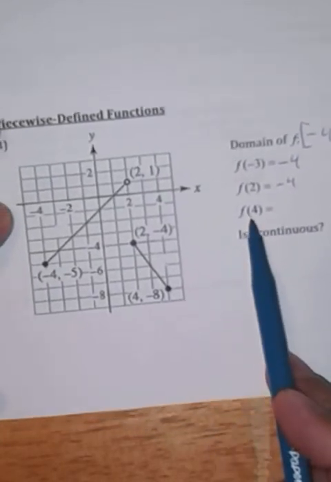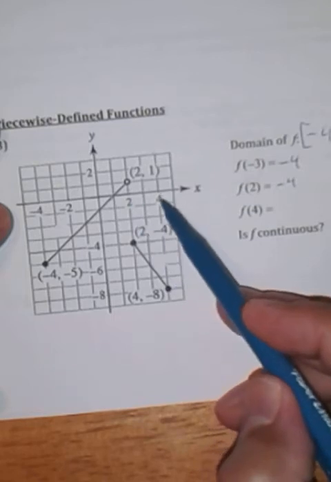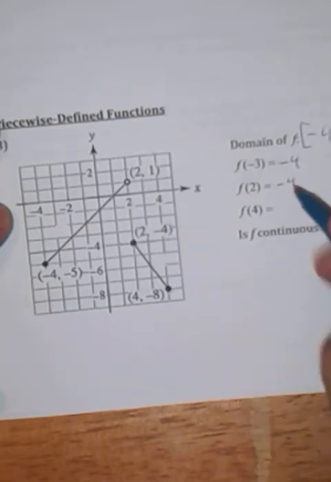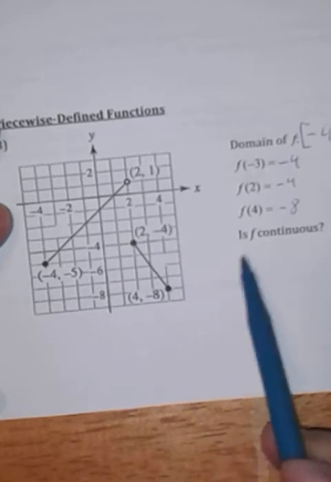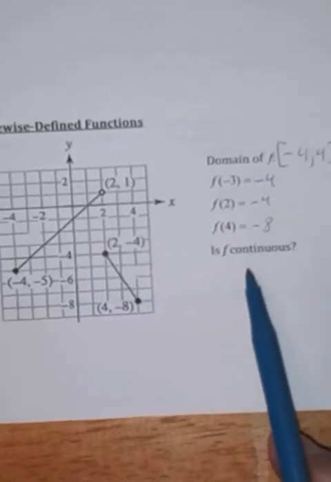f of 4, same thing, right? Go to x equals 4. The graph is down here. y is -8 at that point. Okay. Notice again that refers to the point (4, -8).